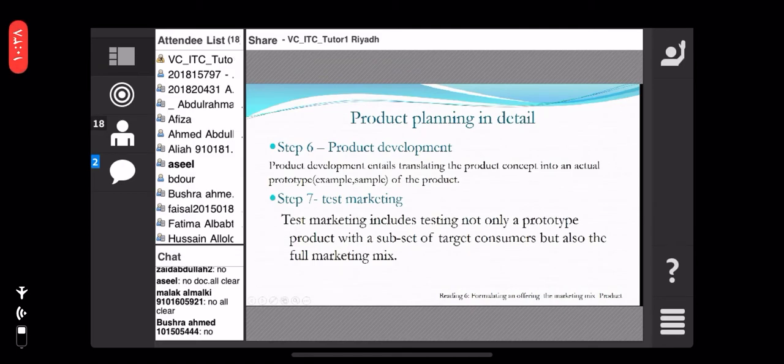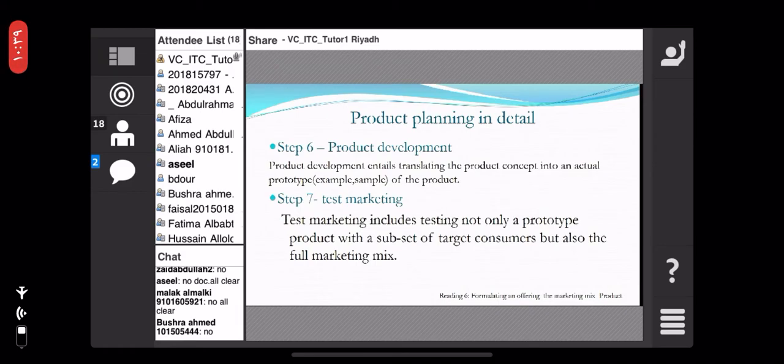Step 6 is product development. Product development entails translating the product concept into an actual prototype of the product. Product development means the manufacturing companies or organizations are basically developing a product. Step number 7, testing or test marketing.